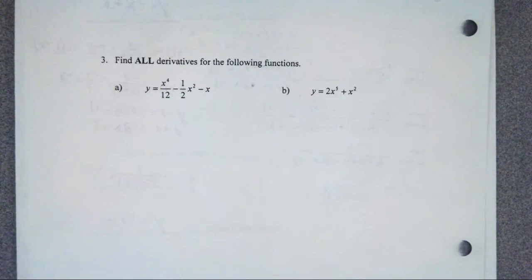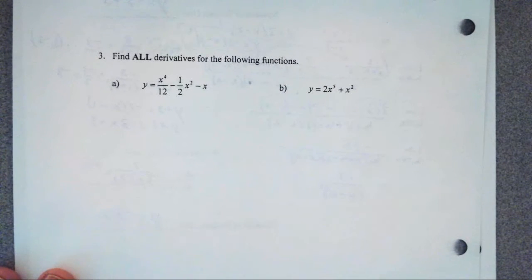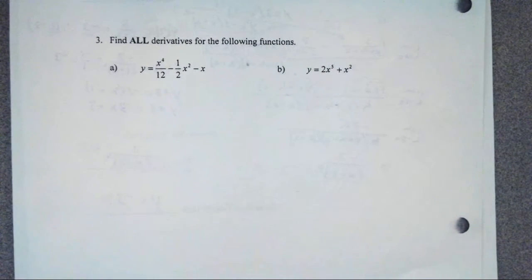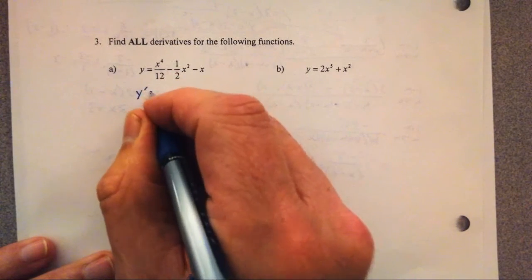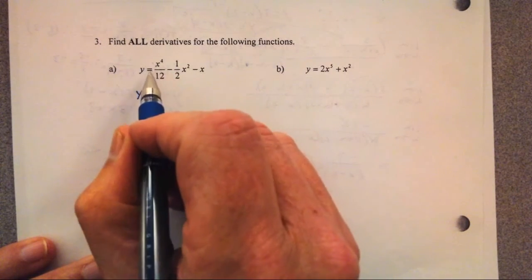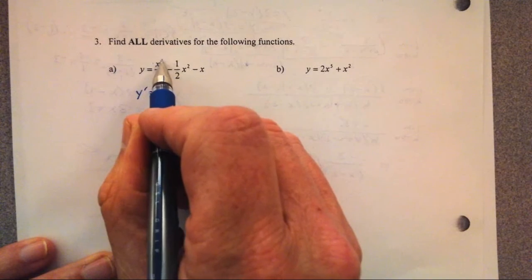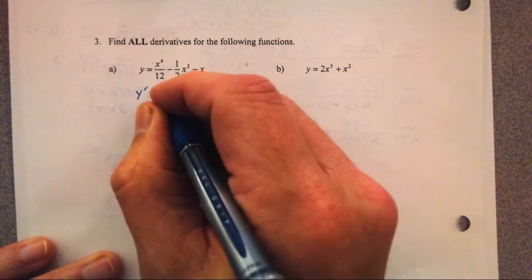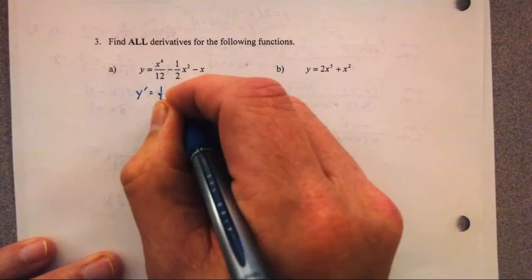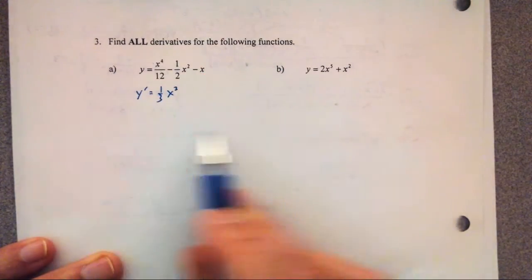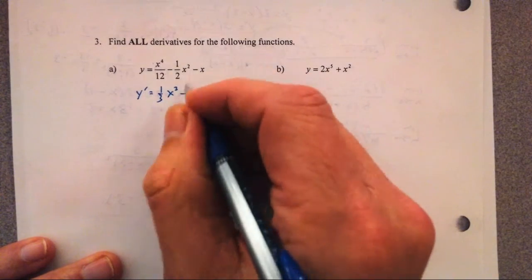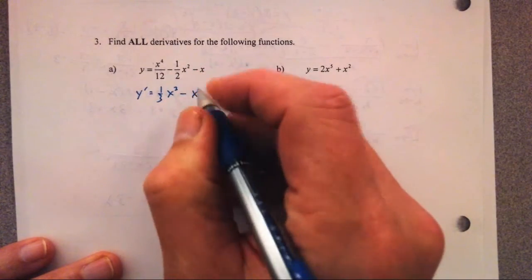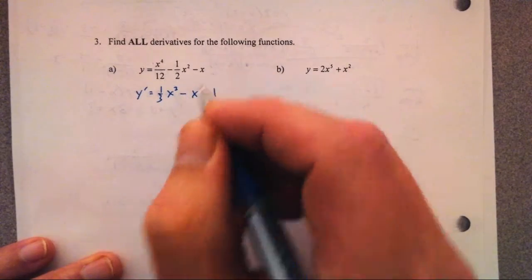Okay, when we have a polynomial and we're to find all derivatives, they're just saying take derivatives until this becomes 0. They don't tell us dy/dx, so I'm just going to call it y prime. First derivative, you may want to think of this as 1/12 times. So 4 times 1/12 is 4/12, 1/3 x to the third. Again, please don't go through the whole limit process if they don't ask you to. Minus 2 times 1/2, 1 x to the first, minus derivative of x is 1.